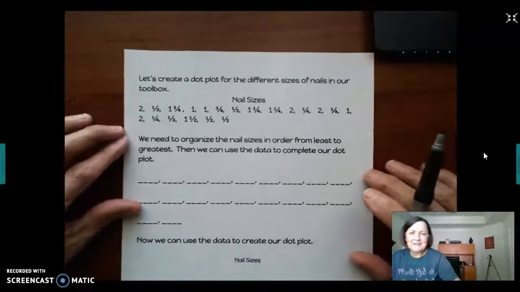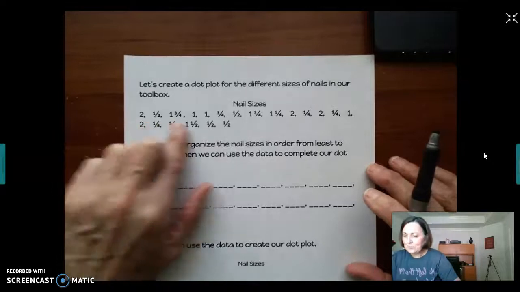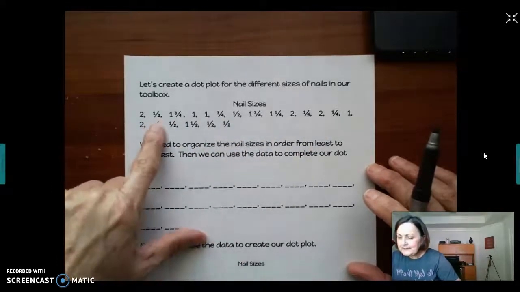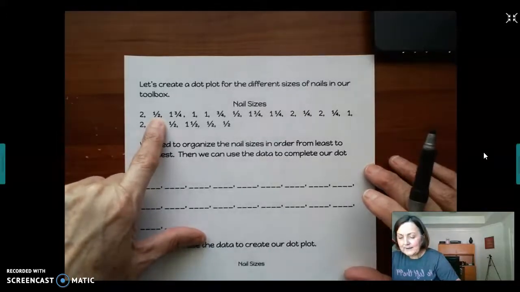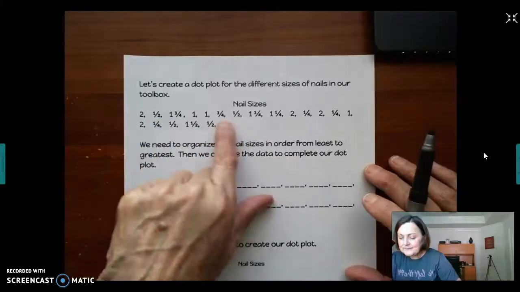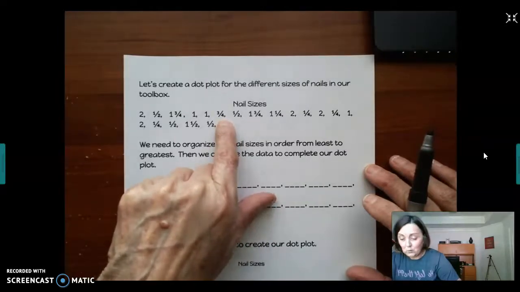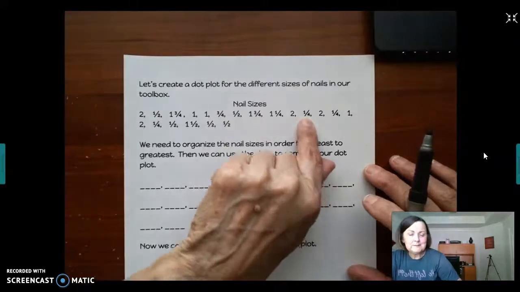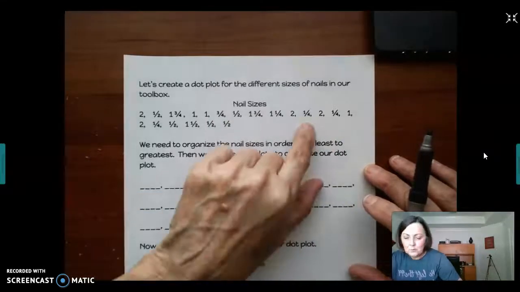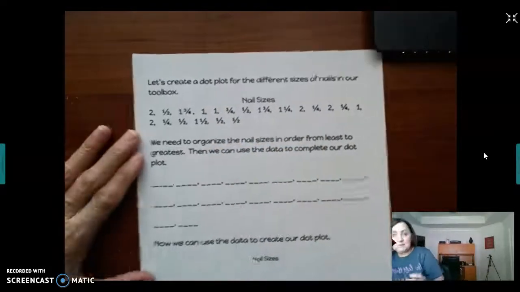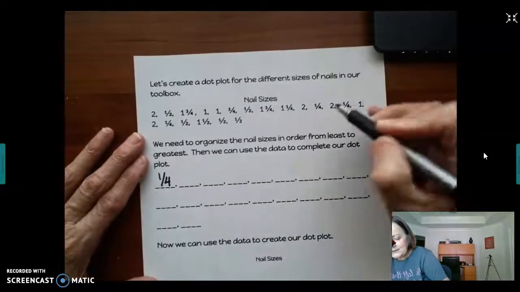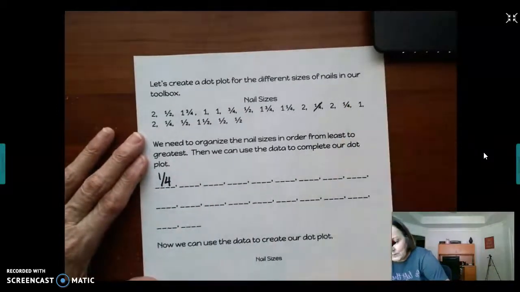So let's look at the nail sizes that we have. We have 20 different nails, I believe, 20 or 18. And we have 1/2, that's a small nail. Anything less than 1/2 that you see, 3/4 is greater than 1/2 because it's almost a whole. 1/4, what do we know about 1/4? It's closer to 0. So 1/4 is going to be our smallest size nail. So we're going to label 1/4. And as I do that, I am going to cross it out.